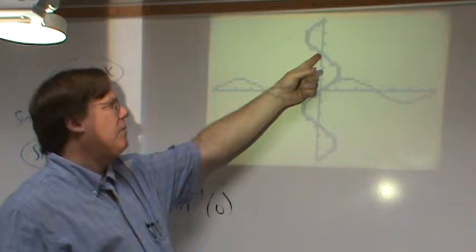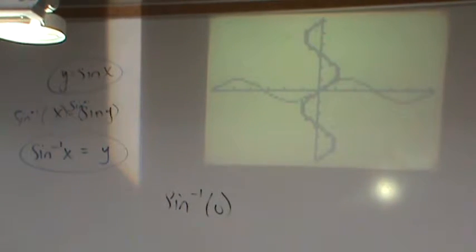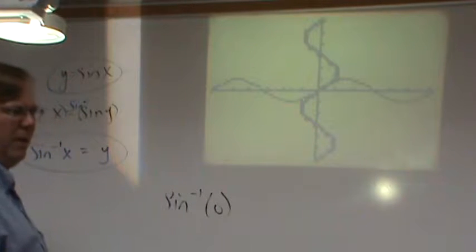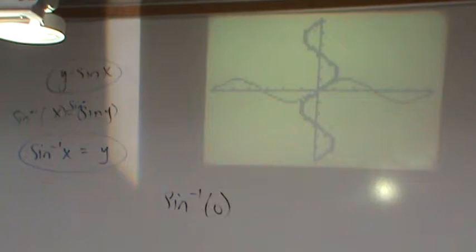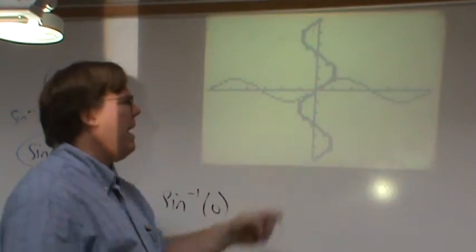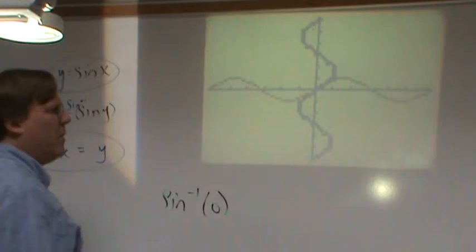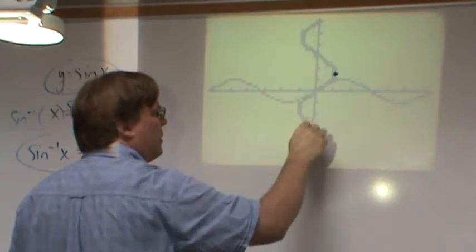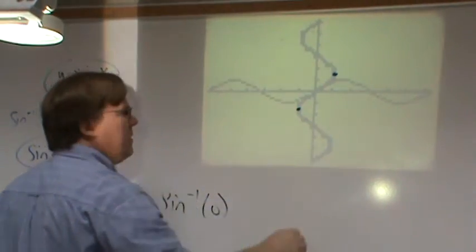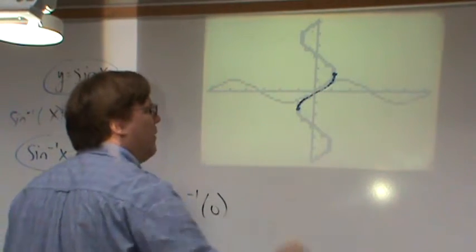The sine of pi gets me 0. The sine of 2 pi gets me 0. And we don't like that. We don't want our inverse to be a non-function. So what we have to do is restrict the domain and range of y equals the sine of x so that our inverse guy becomes a function. We want this guy here to be a function.